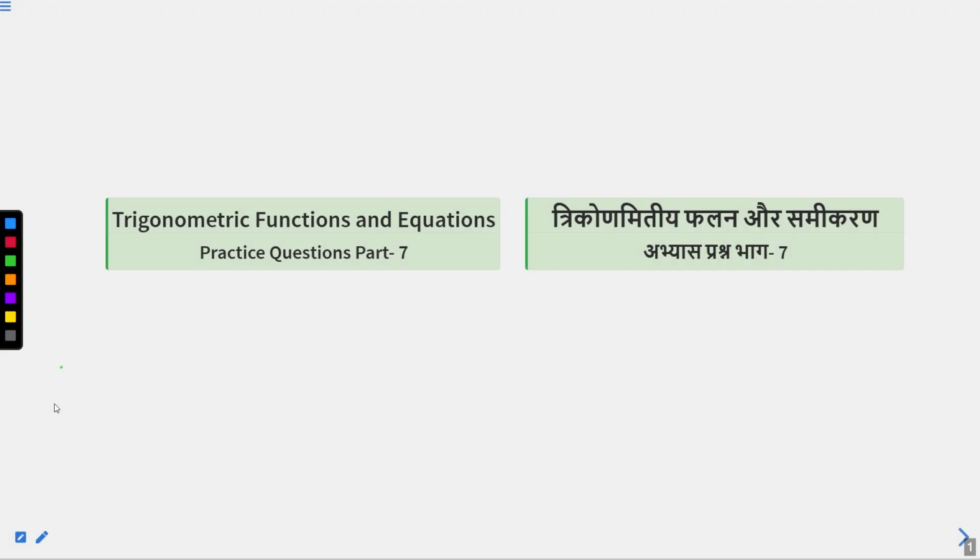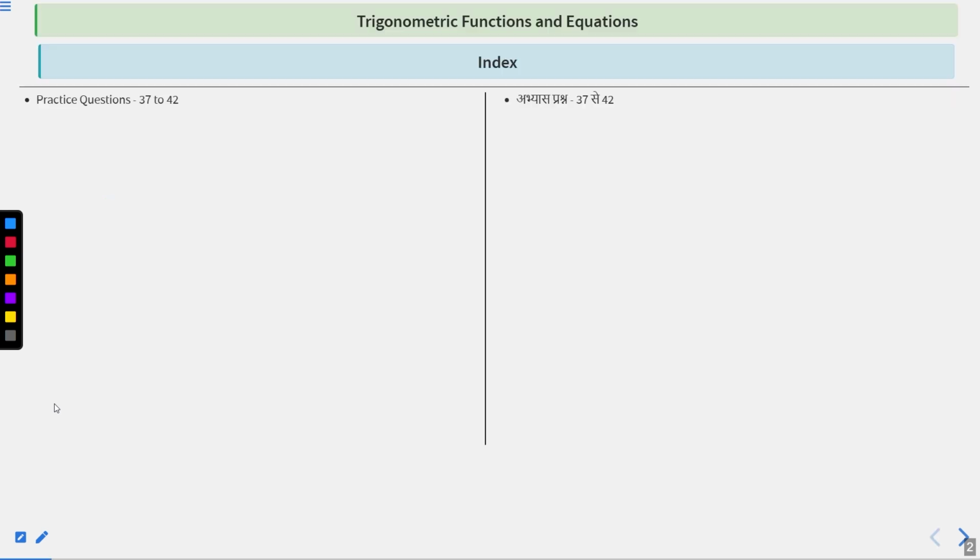So in today's lecture, we will practice some more questions based on trigonometric functions and equations. So let's start with question number 37.